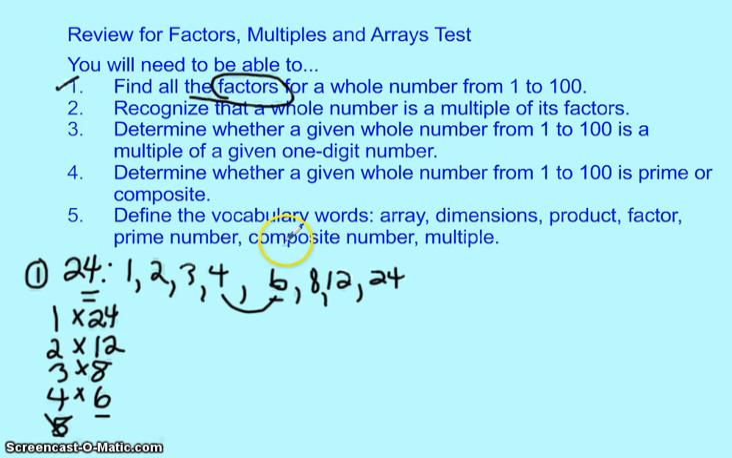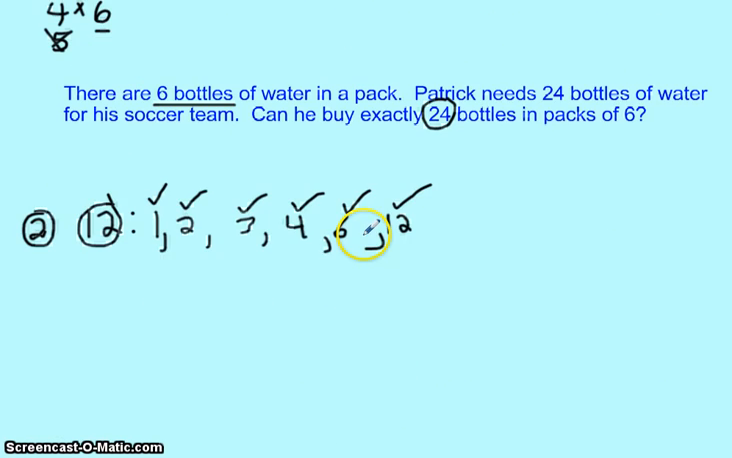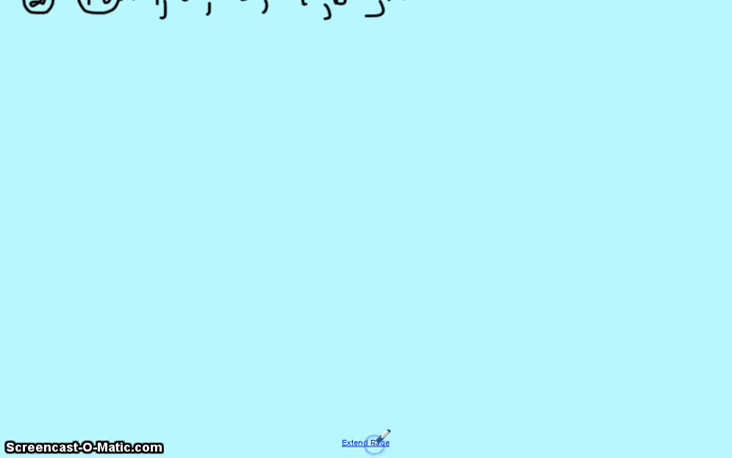All right, so we've done 2. Number 3, determine whether a given whole number from 1 to 100 is a multiple of a given one-digit number. So what this is saying, now you have to apply that. Let's say I give you the number 80. Is 80 a multiple of 10?